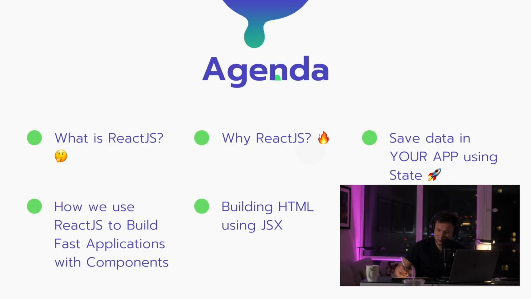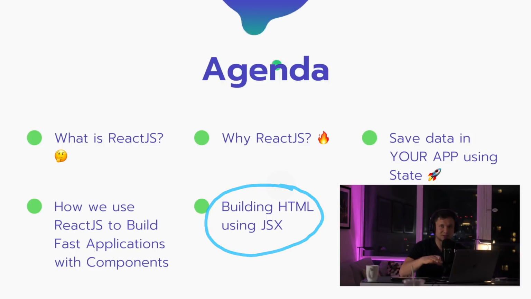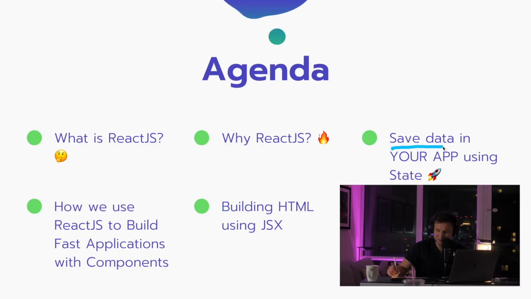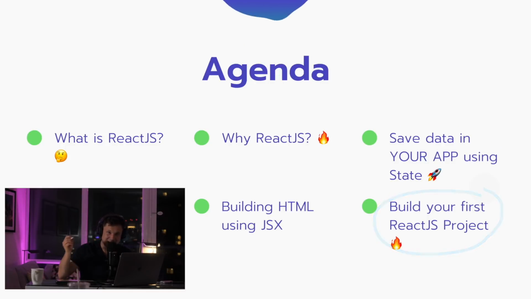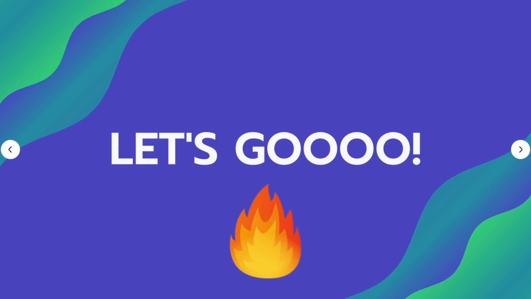We will talk about how to build HTML using something called JSX, which is very particular to ReactJS. Also, we'll talk about how to save data. So one of the most important things, of course, is saving data in your application using something called state. Again, a new topic you might know. And we will even build your first, yes, your first ReactJS project. Let's get into it real quickly. All right, so let's go. Let's get started. So what is ReactJS?